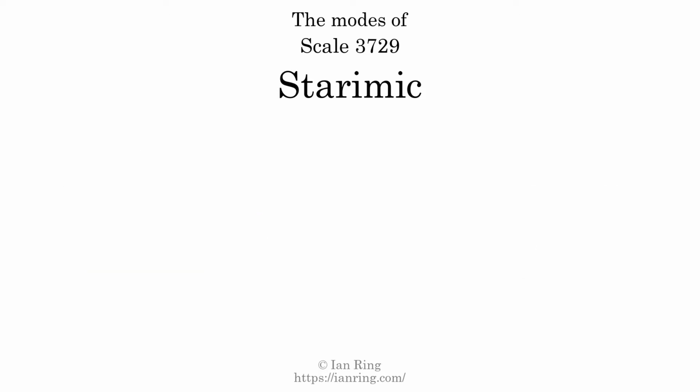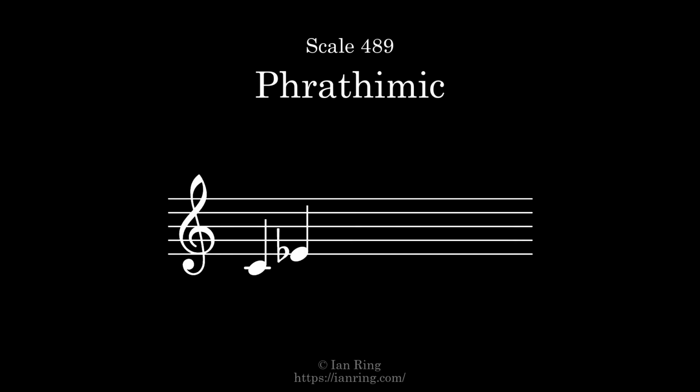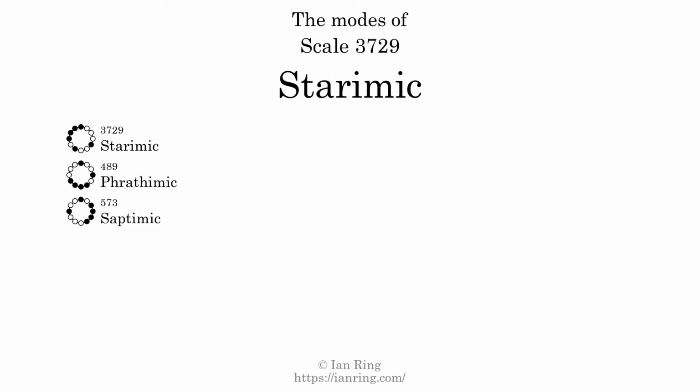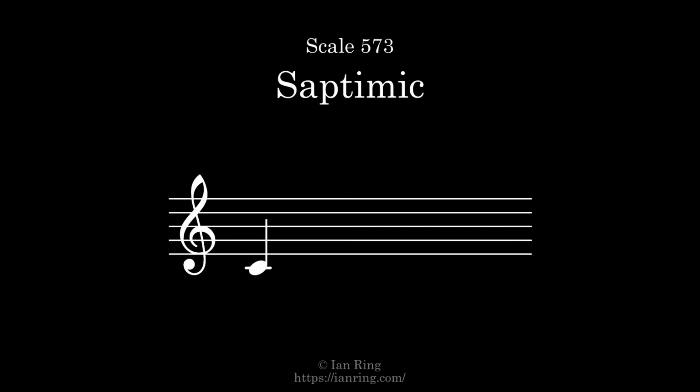This scale has 6 modes. The first mode is itself. The second mode is scale 489, also known as Starimic. It sounds like this. The third mode is scale 573, also known as Starimic. It sounds like this.